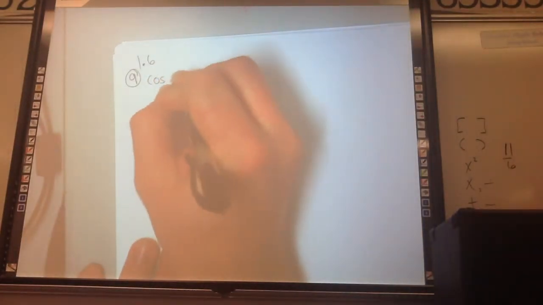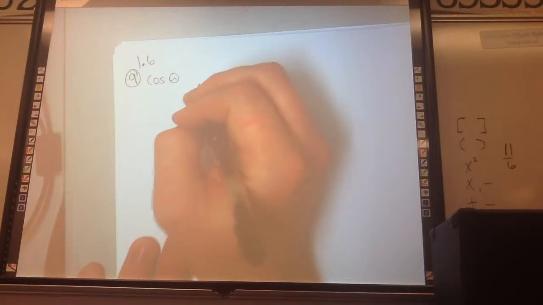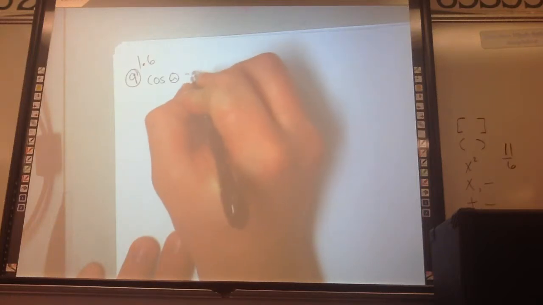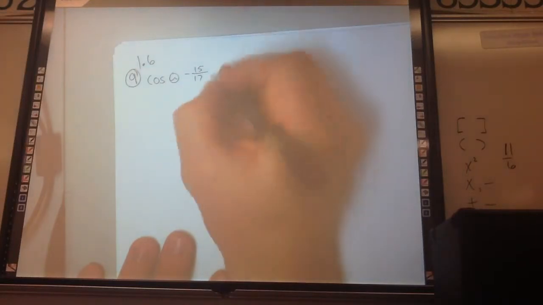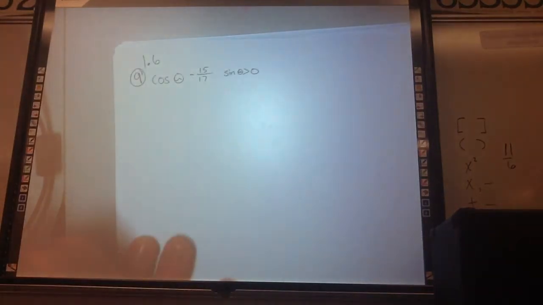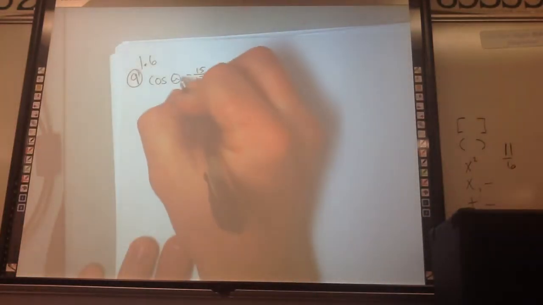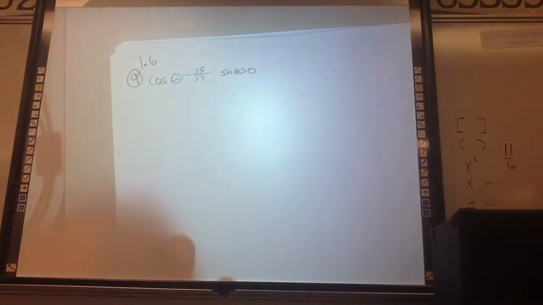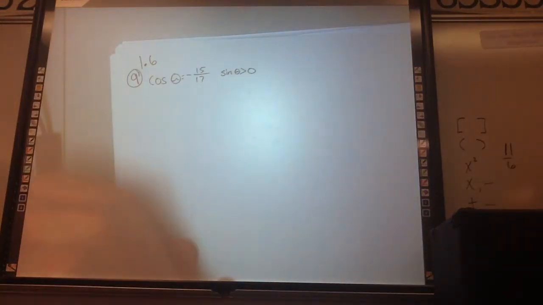What page number are you on? 1.6. Page 51. Thank you. These desks need to be bigger if this book's so huge.